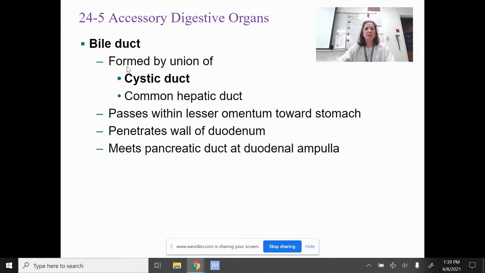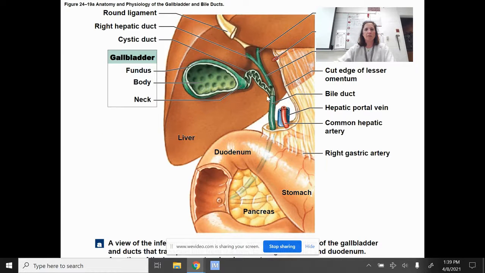The cystic duct is joined from the bile duct, and again, that is to the gallbladder. Common hepatic duct is where the 2 come together. So here we can see this. So here is the right hepatic. Here's the left hepatic. This is the common hepatic duct, or it's also called the common bile duct. And then it forms into the bile duct.